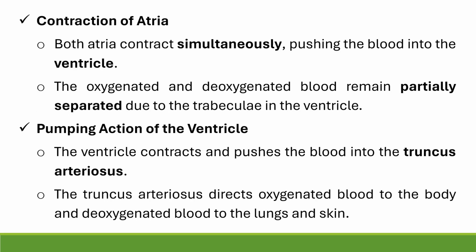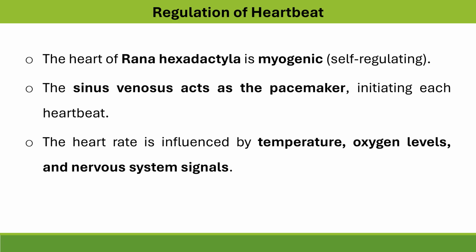Contraction of atria. Both atria contract simultaneously, pushing the blood into the single ventricle. The oxygenated and deoxygenated blood remain partially separated due to the trabeculae in the ventricle. Now, the pumping action: the ventricle contracts and pushes the blood into the truncus arteriosus. The truncus arteriosus directs oxygenated blood to the body and deoxygenated blood to the lungs and the skin.